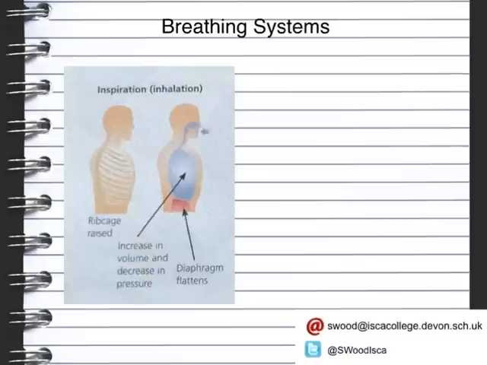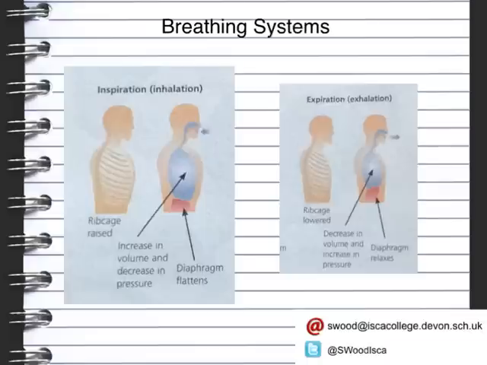And here we've got the diaphragm that flattens out, and that's just below your lungs, just at the bottom of your rib cage. Now the second part is the expiration, and this is where the rib cage lowers. You get a decrease in the volume and an increase in the pressure, and you can see as well that the diaphragm relaxes.